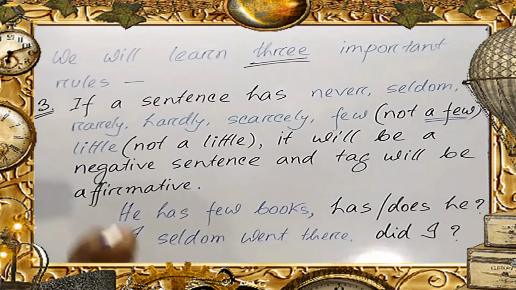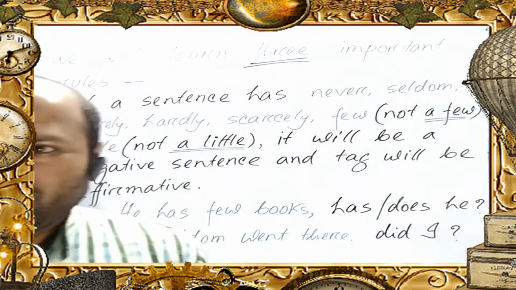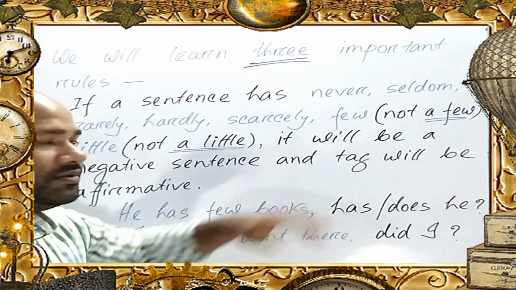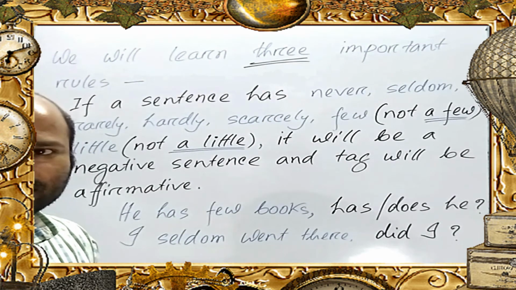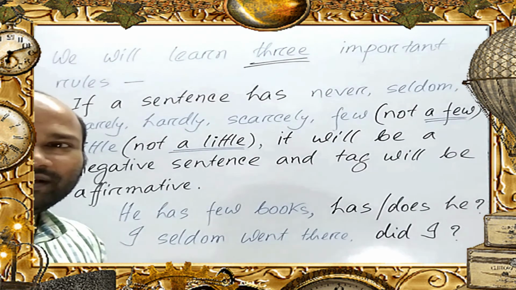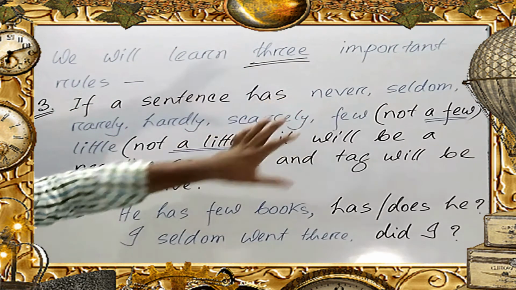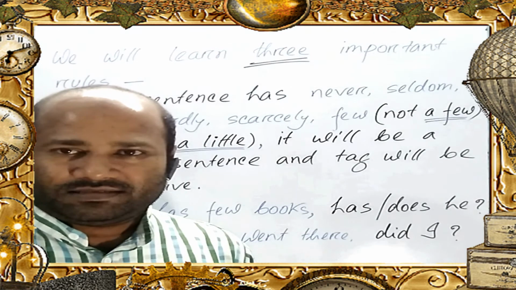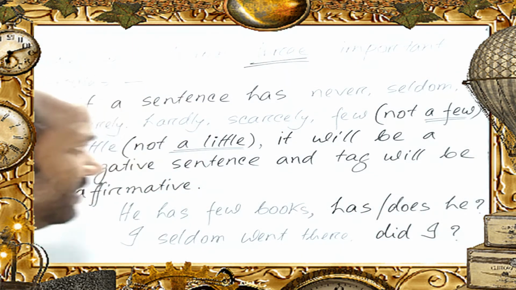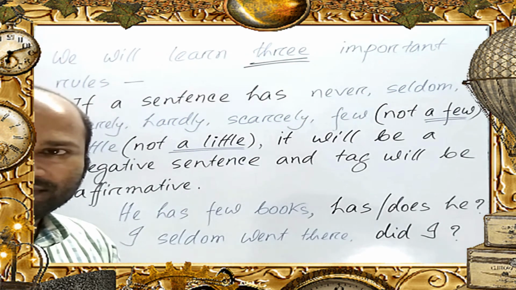In the same way, little is a negative word, but a little is not a negative word. So if you see little, then it will be a negative sentence. If you see few, then it will be a negative sentence. But if it has a few or a little, it will not be a negative sentence. It will be an affirmative sentence. Now, these words bear a negative sense, but they look affirmative. So you have to memorize these words, and if you find these words in any sentence, you have to make the tag question affirmative.